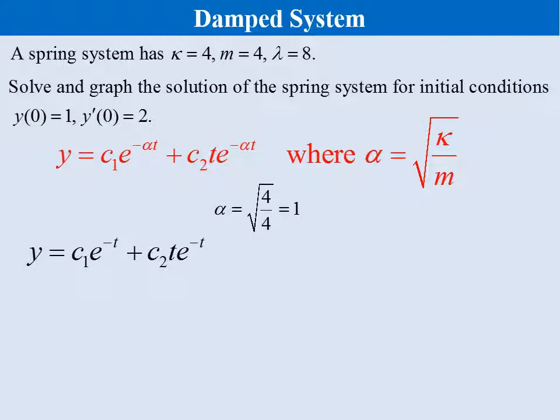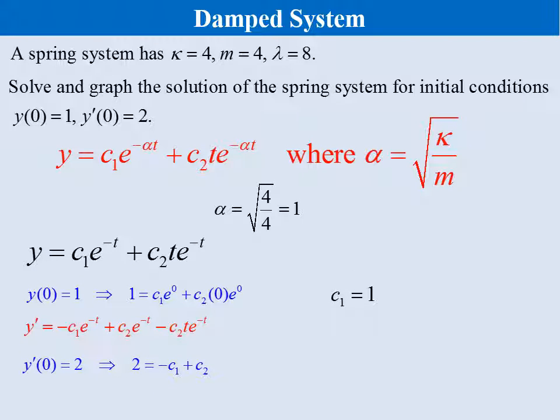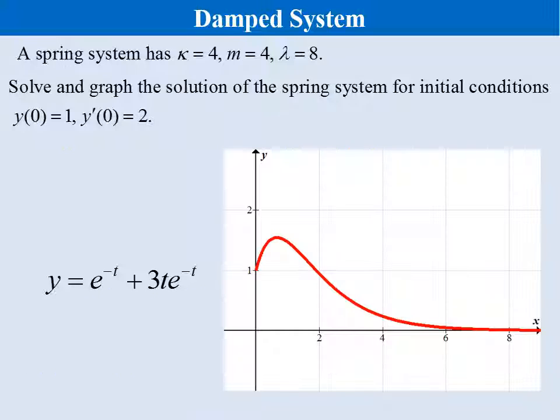Now we need to find the specific equation from the initial conditions. So we'll go ahead and do the derivative, use y(0) equals 1 to find constant 1, use y'(0) equals 2 to find constant 2, and then draw the graph.